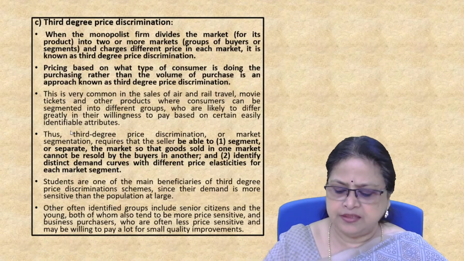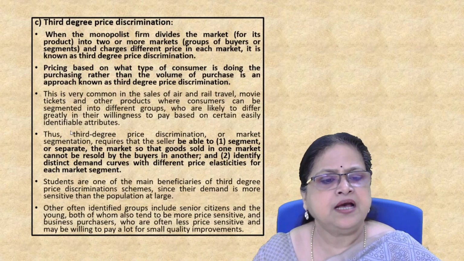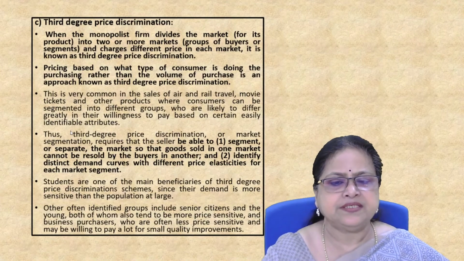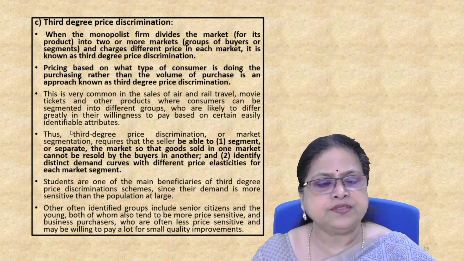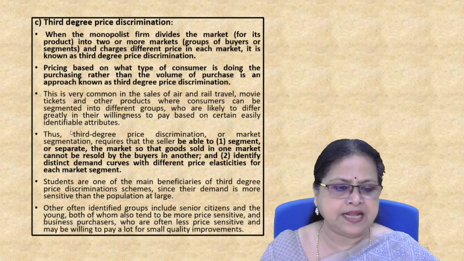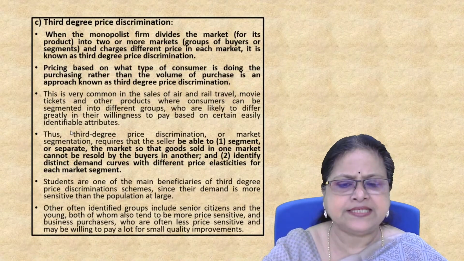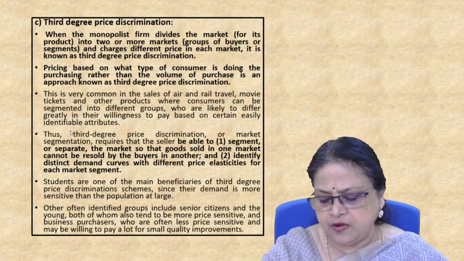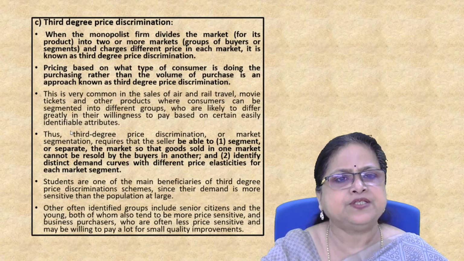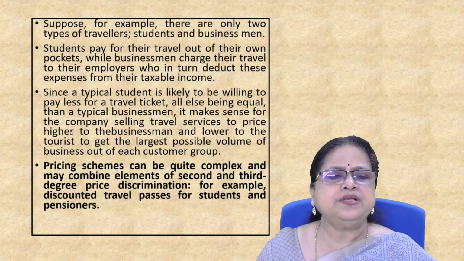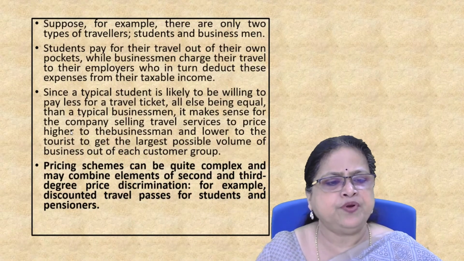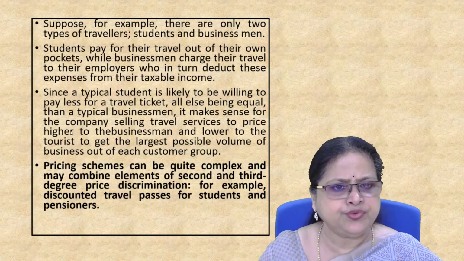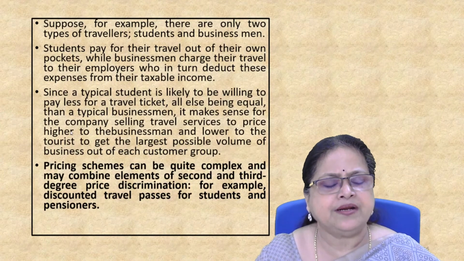Here, for example, students are the main beneficiaries of third degree price discrimination schemes, since their demand is more sensitive than that of the population at large. There are other examples, like senior citizens: one price for them, and another price for young people, and so on. This example here is a typical example of the student and the businessman that you can go through. It's not a big thing, you can understand that.